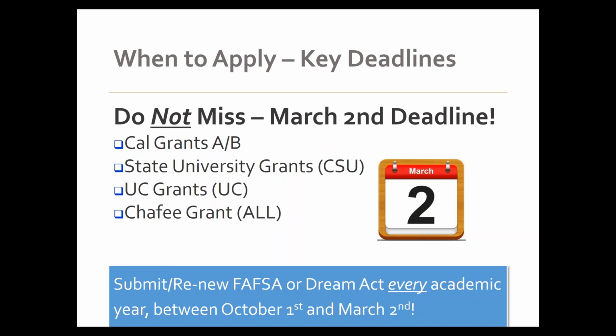You have to remember that it's important, and I always tell students, because a lot of students, once they start college, forget that they have to renew that FAFSA or their DREAM Act application every year. So you want to make sure that they're submitting and renewing their FAFSA application and DREAM Act every academic year between October 1st and March the 2nd of the upcoming year. And then the federal government also sends students an email, just reminding them, hey, it's time to renew your FAFSA application. So you just want to make sure the students remember to renew both applications, their FAFSA and their DREAM Act application.